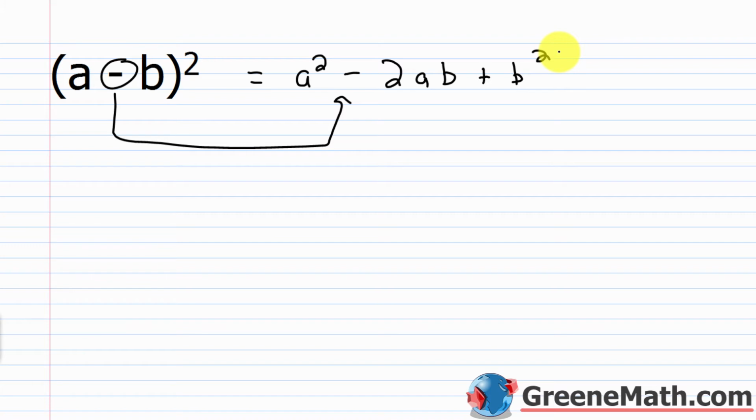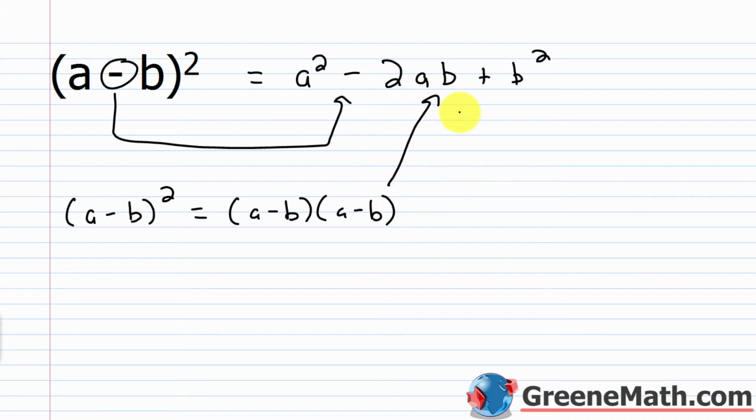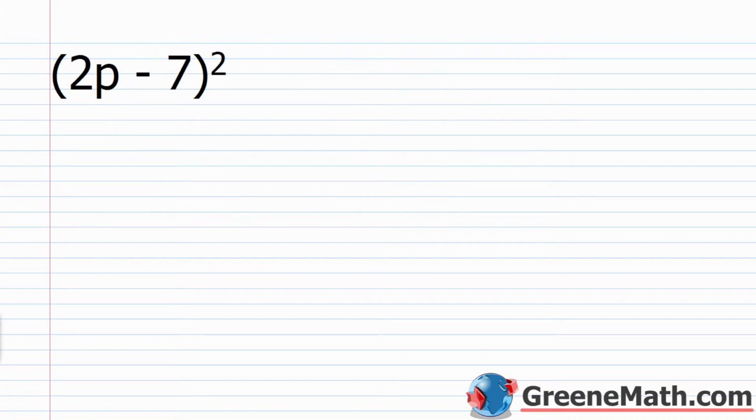And again, if you don't believe me, take this and go ahead and use FOIL to expand it. Write it as (a minus b) times (a minus b), and verify that this is exactly what you get. All right, here's something a little bit more typical, and this is where it's really going to save you the time.